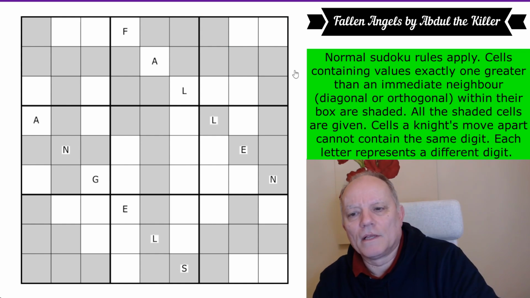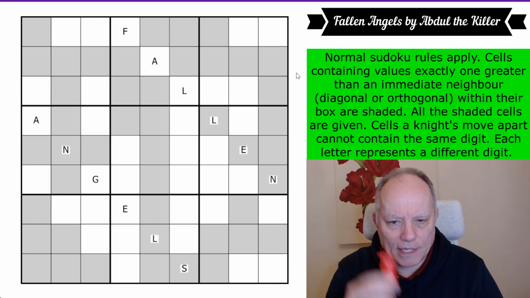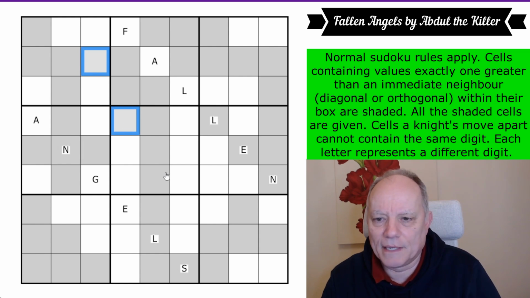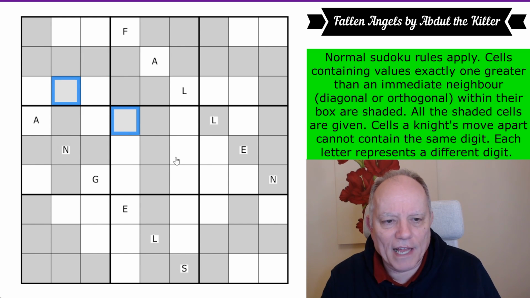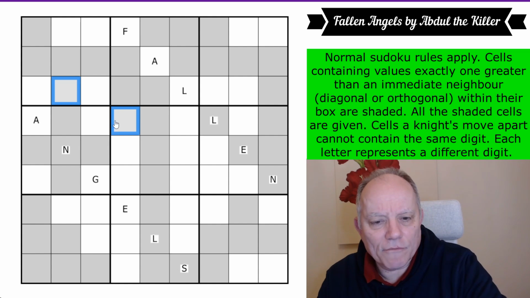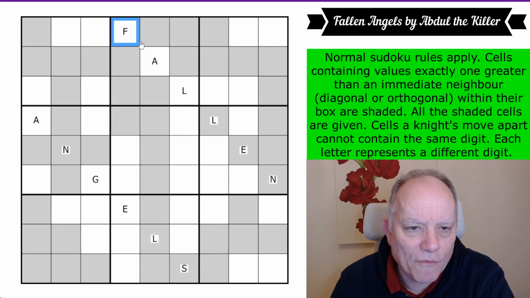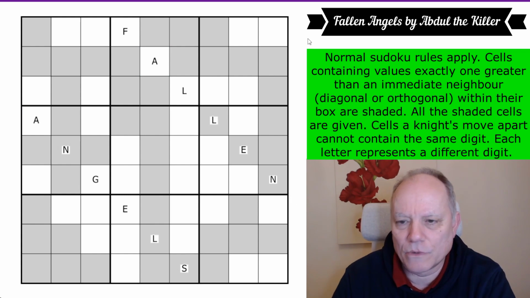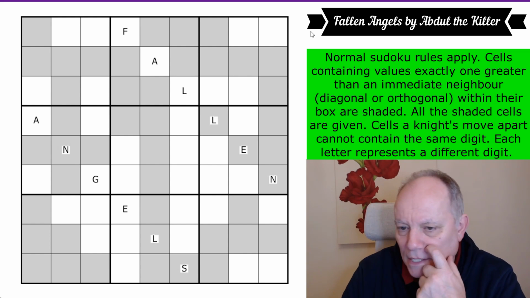Okay, got it. Cells a Knight's Move apart cannot contain the same digit, so those two will not contain the same digit. That's a chess Knight's Move, as is that. And each letter represents a different digit, so F will be one letter, A another, etc. There are only 7 different letters represented in the puzzle, so 2 digits will be unrepresented by letters.